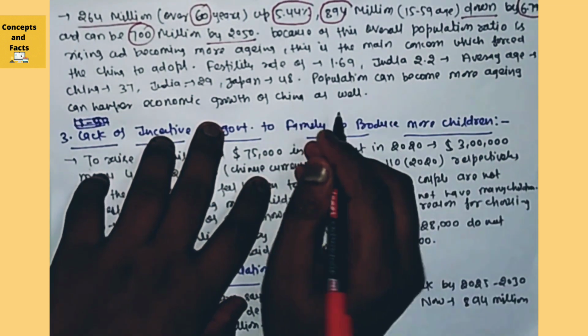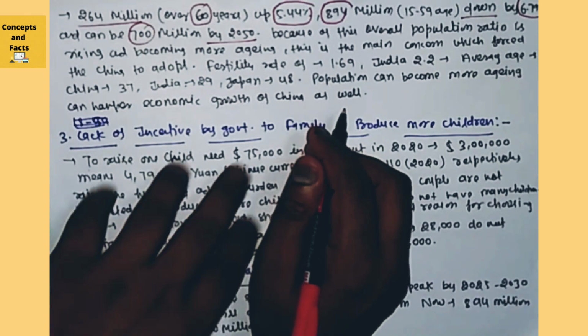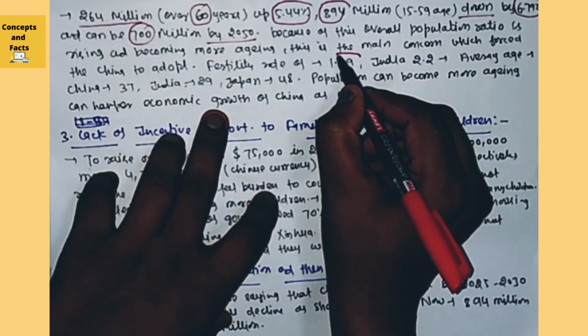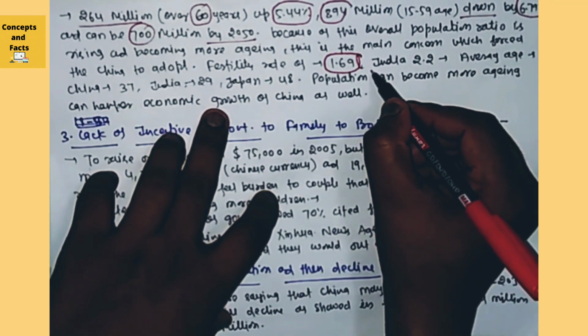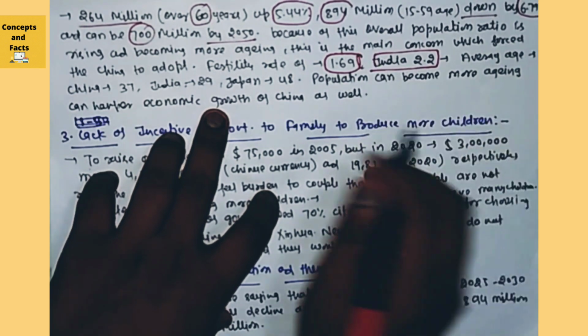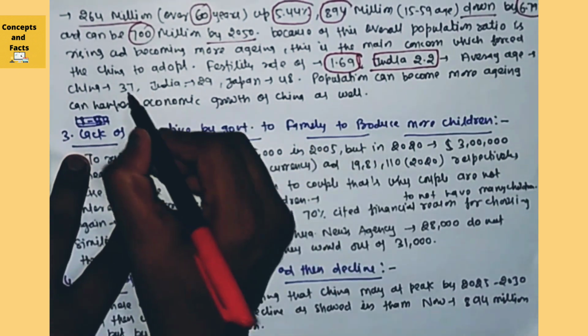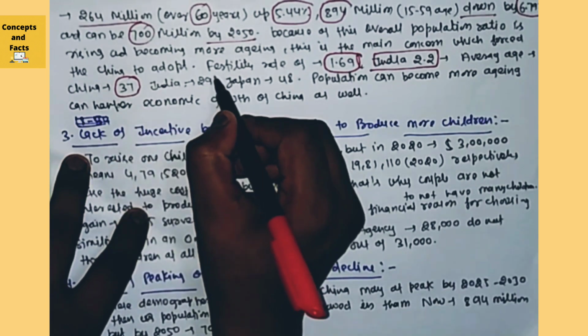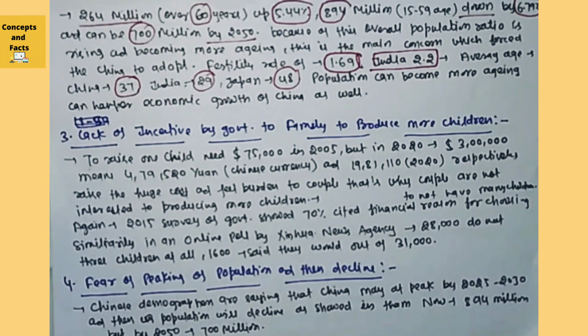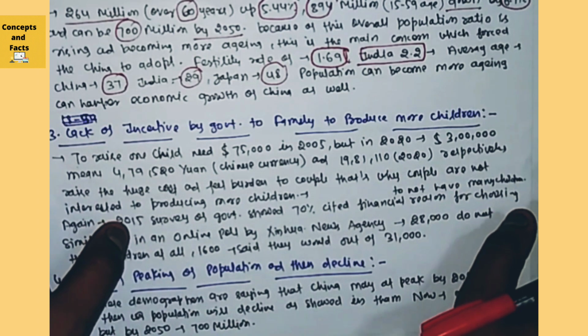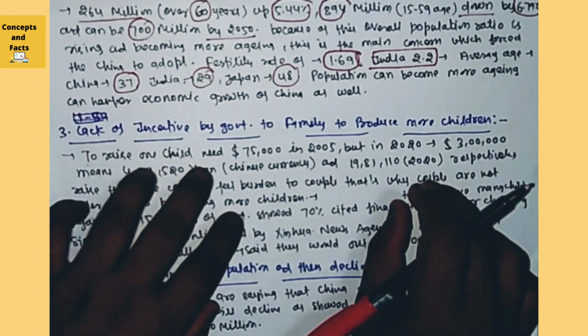Again, as we know, there was a one-child norm. So what is happening? There was a 1.69 fertility rate in 2018. If you compare it with India, it is 2.2. Similarly, the average age of China is 37, India 29, and Japan 48. China is becoming more and more aging, so it can come closer to Japan and Italy. So that's why China adopted the three-child policy.